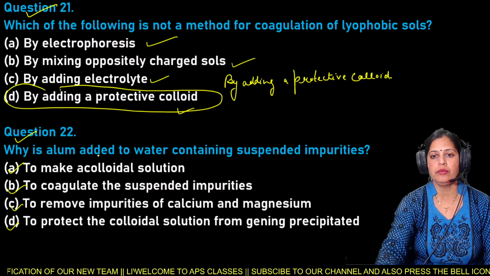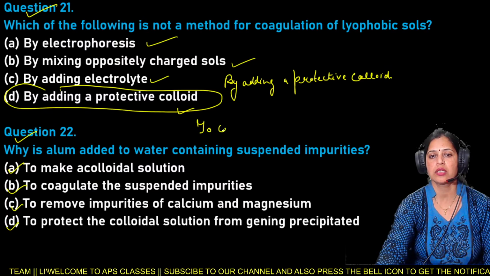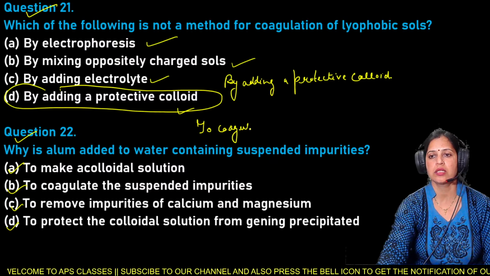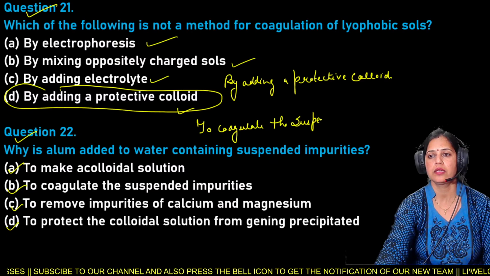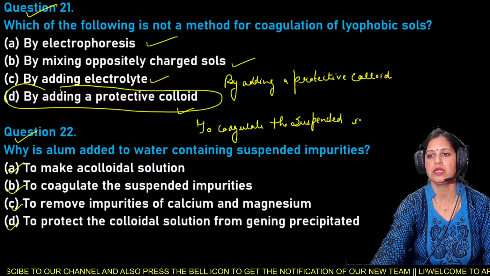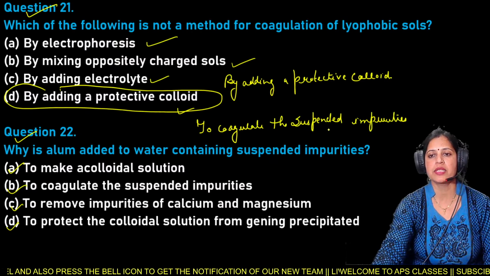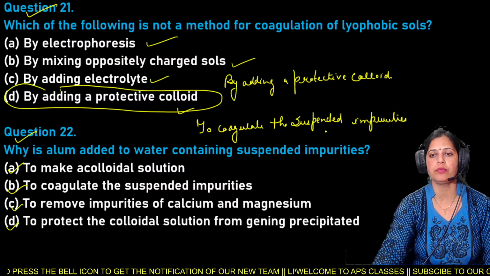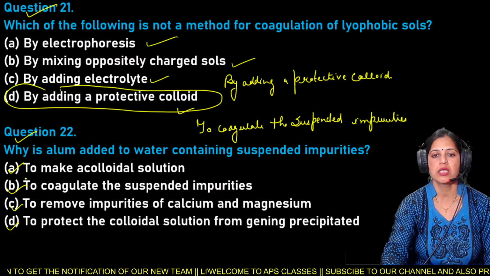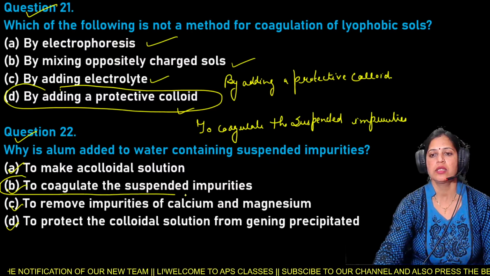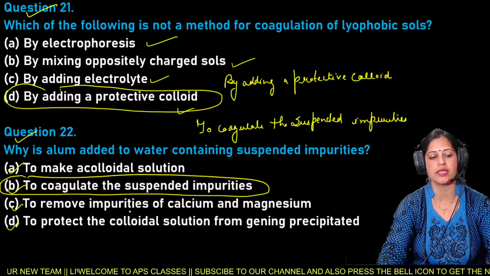Alum is added to water containing suspended impurities to coagulate the suspended impurities. So that's why alum is added to water that contains suspended impurities.